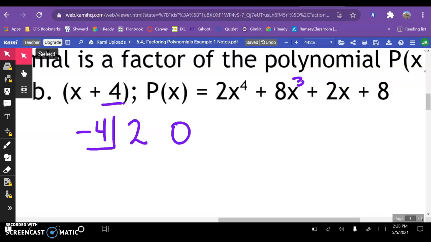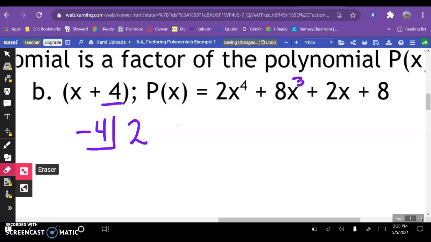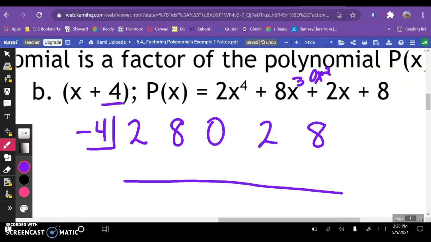So x to the 4th is 2. X to the 3rd is 0. We don't have an x to the 2nd. We have an x, which is 3, and then we have our constant of 8. There we go. So we don't have any x squareds here, so we had to put the 0 in. So now let's bring down that 2.